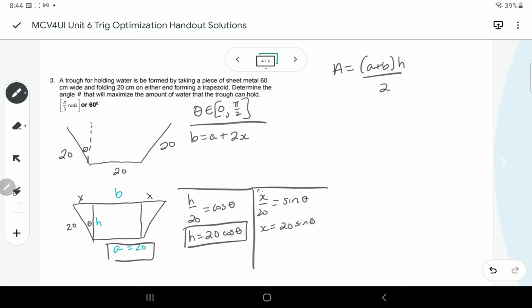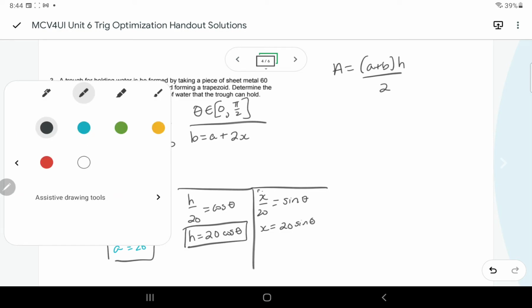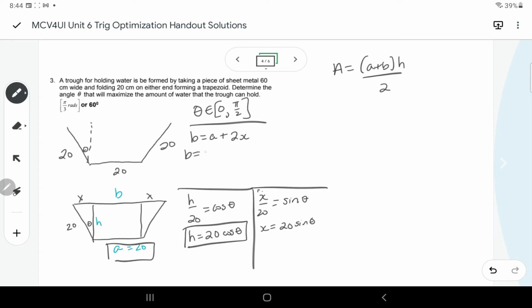And we know that the A is 20. So I'm going to take that A is 20 and X is 20 sine theta and sub them in and get a good expression for B. So B is 20 plus 2 times 20 sine theta. And B is 20 plus 40 sine theta. So now I have what each of those are going to be.